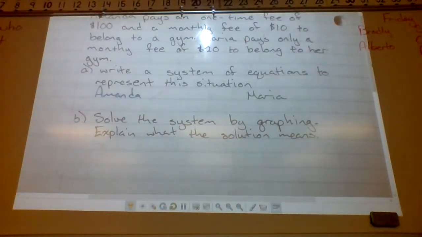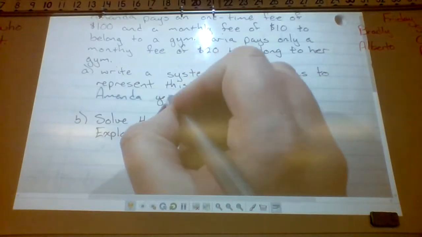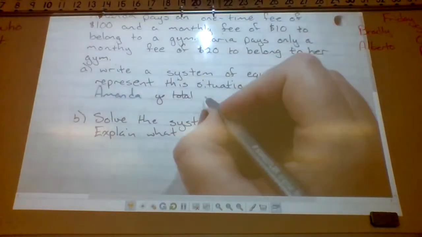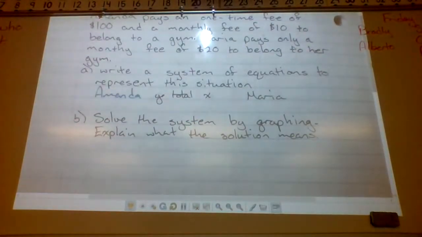So let's focus in on Amanda. What is Amanda doing? She's paying a one-time fee of $100 and a monthly fee of $10. Do we know how long she's going to the gym? No. Do we know her total cost? No. So what do you think is the total cost, the X or the Y? Why do you think the Y is the total cost? Because it's like everything all together. It's always the front. So my problem yesterday, it was the Y. Y is the total. So what is X? How many months? The months.